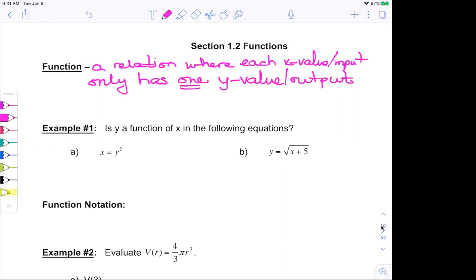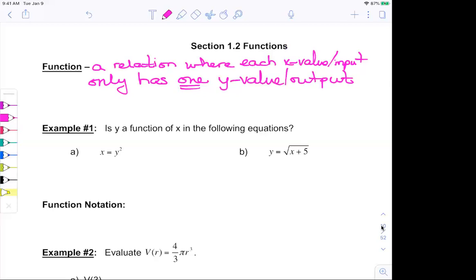So a function is a specific relation where each input, or each x value, has exactly one y value, or output. And that one is key. So only one, exactly one. It cannot have more than one.